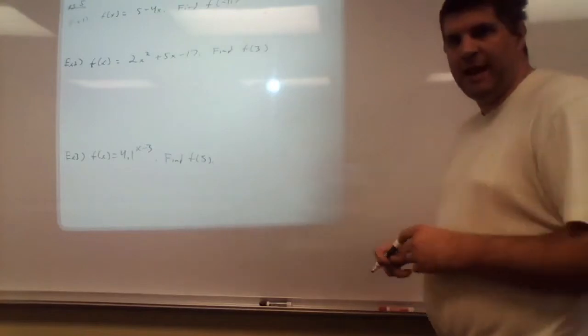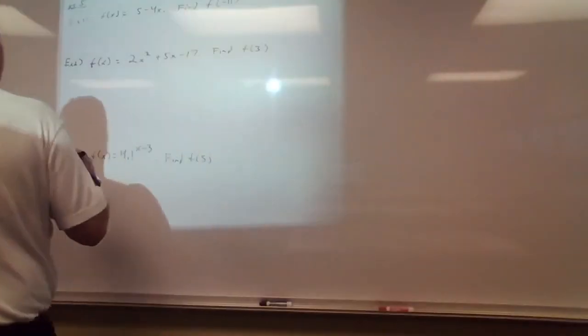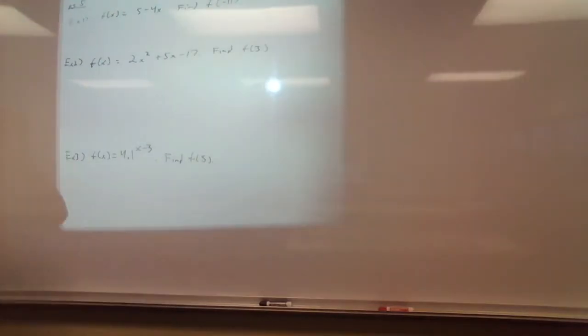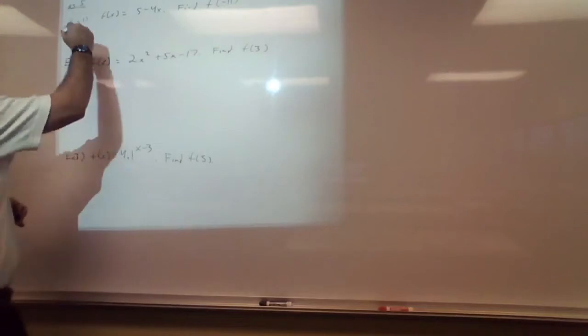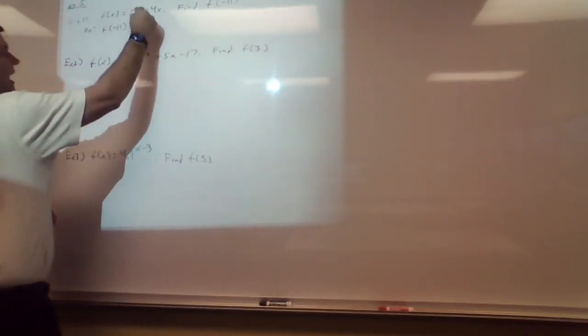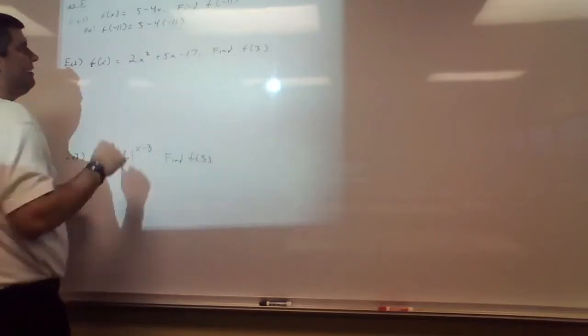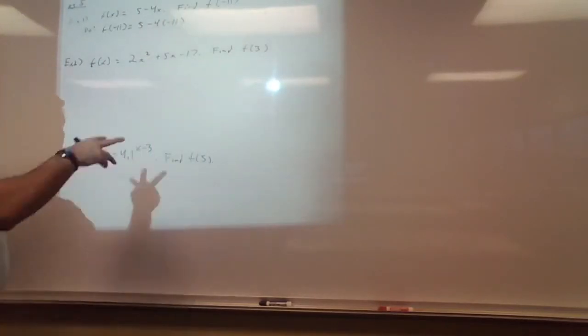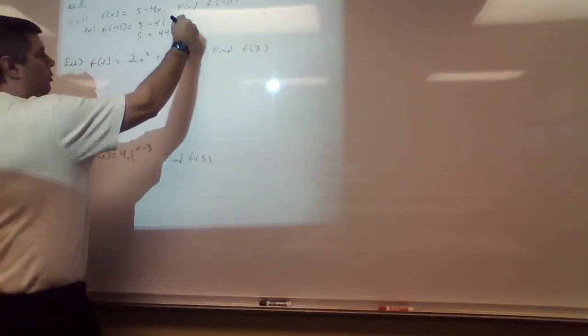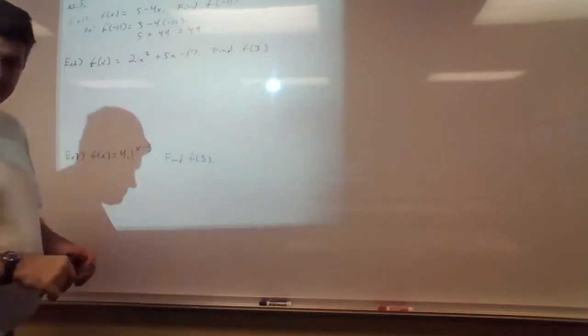Example 7, where we have f of x equals 5 minus 4x, find f of negative 11. The steps on top of the page say plug a value in parentheses in for the variable, simplify, and calculate. So f of negative 11 would be 5 minus 4 times negative 11. I'd multiply that first, so that would be 5 plus 44, which is 49.